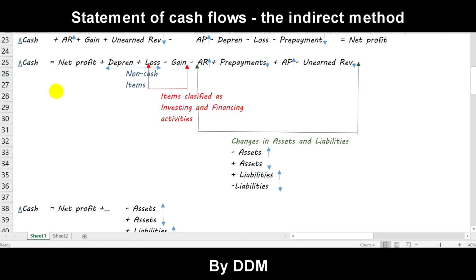So up to now, my explanation has only focused on the purely mathematical manipulation here. Now I'm going to explain this part from an accounting perspective. That is why we need to subtract the increase in assets from net profit to get cash, why we need to add the decrease in assets to get cash, why we need to add the increase in liabilities, and why we need to subtract the decrease in liabilities from the net profit to get cash.